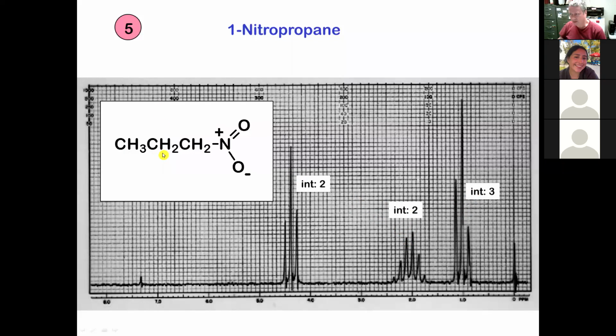So how many neighbors does this middle one have? Well, we see 3 on one side and 2 on the other. 3 + 2 is 5. 5 + 1 is 6. So we call it a hextet or sextet, which is 1, 2, 3, 4, 5, 6 little peaks here. And of course, the CH3 and the CH2 both see 2 neighbors. 2 + 1 is 3. They're triplets.